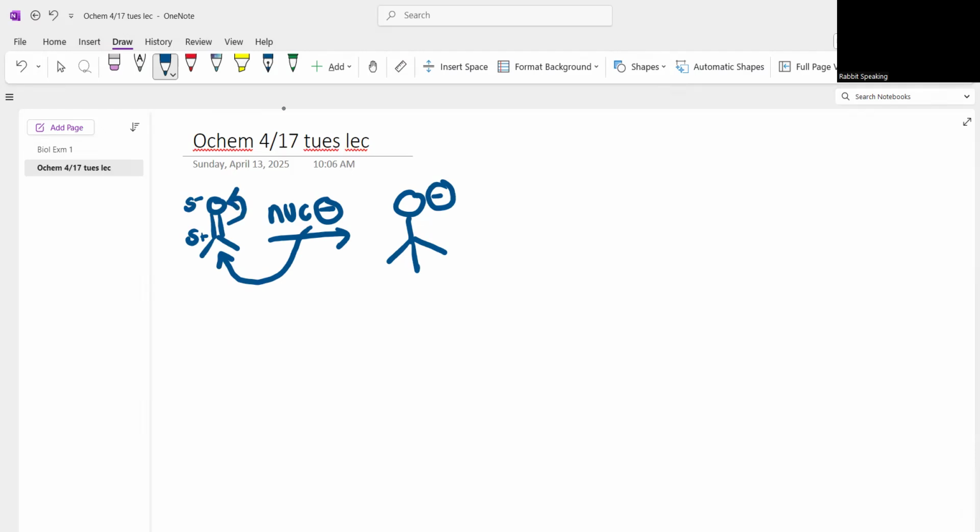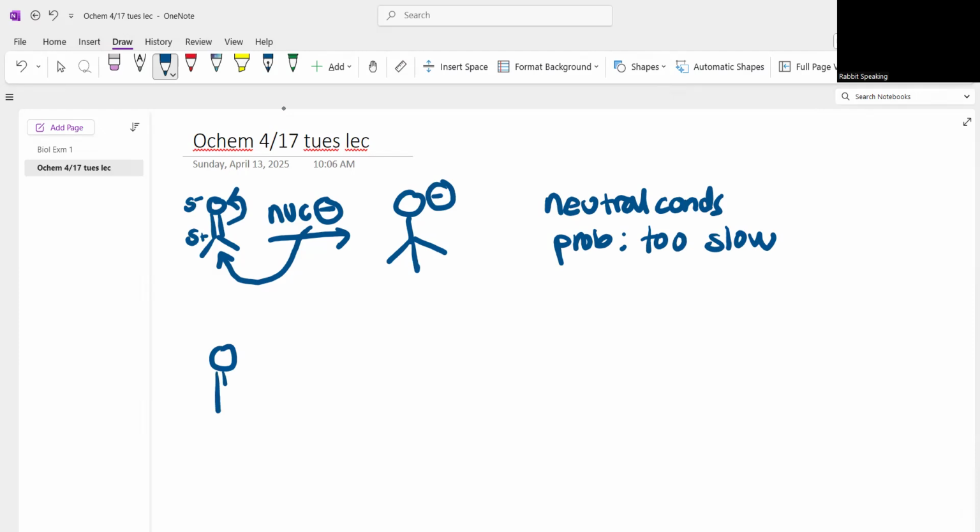So this is reacting a nucleophile with a carbonyl compound, but the problem with this in neutral conditions is that it's too slow, not as fast as we want it. And so we introduce acidic conditions. You can also do this in basic conditions.